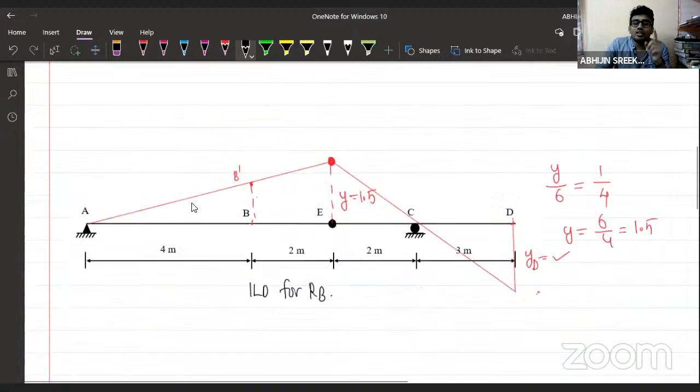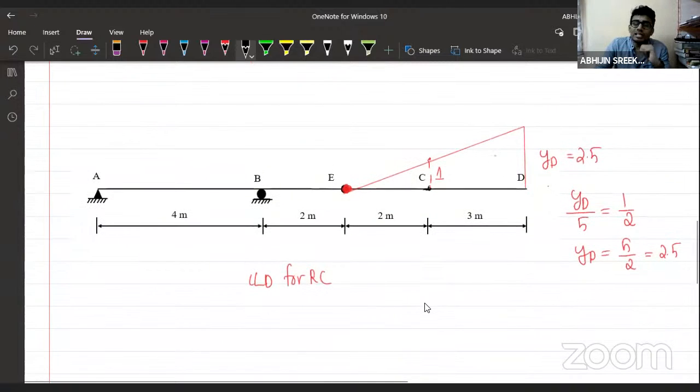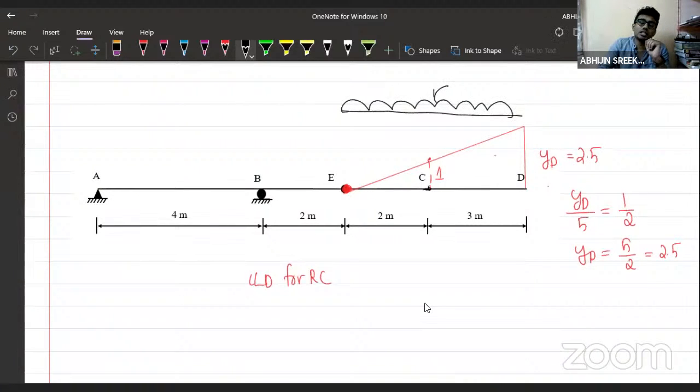How to calculate it? First of all, we have to draw the influence line diagram for RC, and see the position of the load to get the maximum value. If we place the UDL here, at 10 kilonewton per meter, this will be the position of the UDL to get the maximum reaction at C. Maximum reaction at C will be equal to the area of the ILD into the intensity of the UDL.